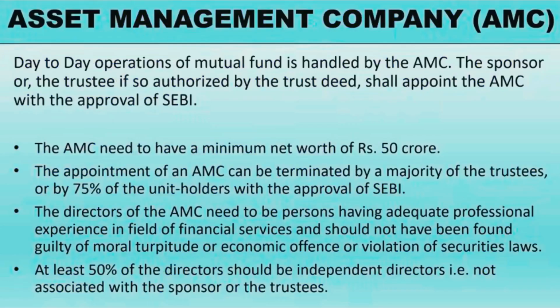The third tier is the Asset Management Company, AMC. Day-to-day operations of the mutual fund are handled by the AMC. The sponsor or the trustee, if so authorized by the trust deed, shall appoint the AMC with the approval of SEBI. Now, what is the eligibility criteria for an AMC? The AMC needs to have a minimum net worth of rupees 50 crore. The appointment of the AMC can be terminated by a majority of the trustees or by 75% of the unit holders with the approval of SEBI.